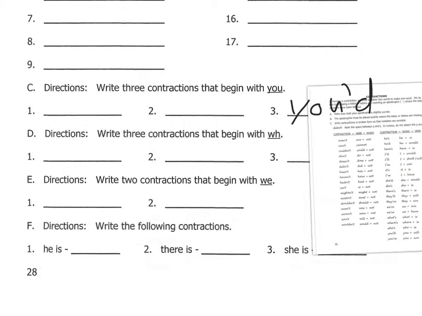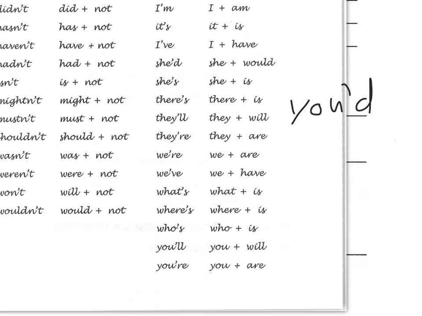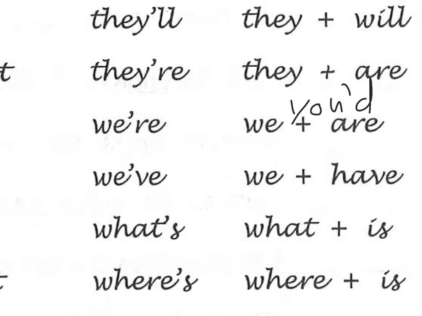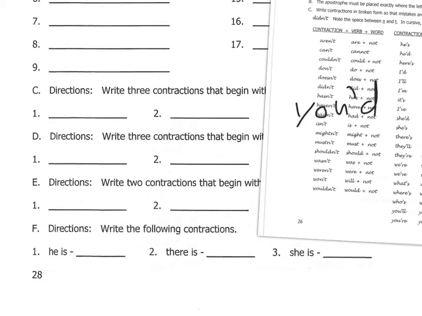Now we're looking at E, 2 contractions that begin with we. We are, we will, we would. What do we see here? I see we have and we are. So we're and we've.